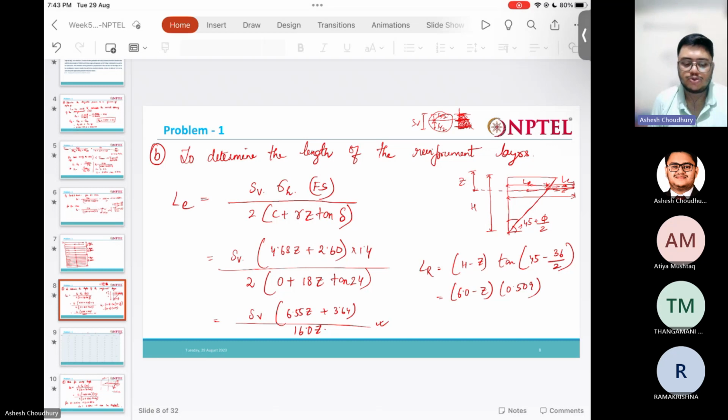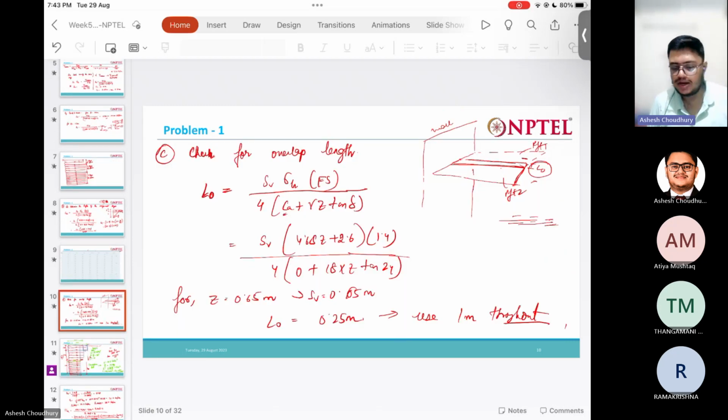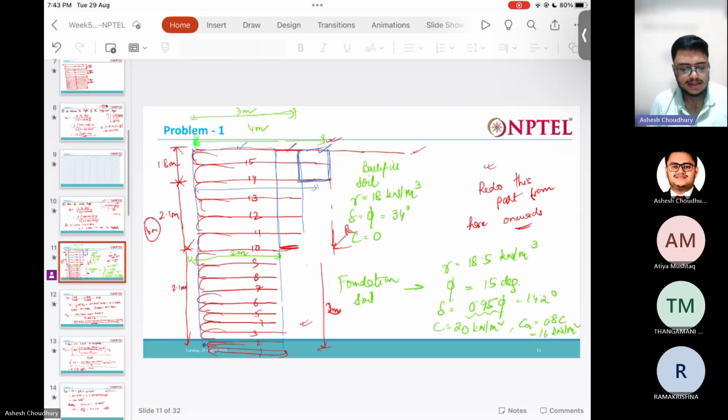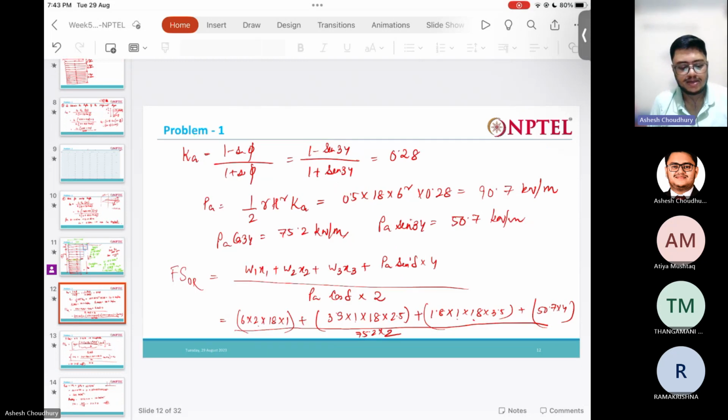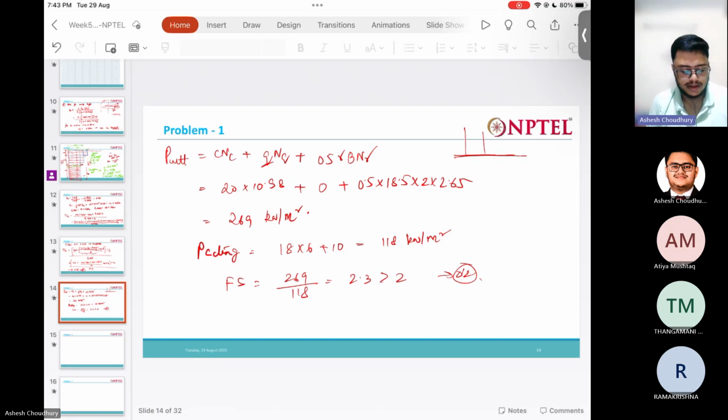After that, we determined the length of the reinforcement layer. How? By satisfying the pull-out criteria, right? Then we checked for the overlap length. After that, we came to the external stability. We checked the external stability for overturning, sliding, and bearing. So this way, our total design is now complete.